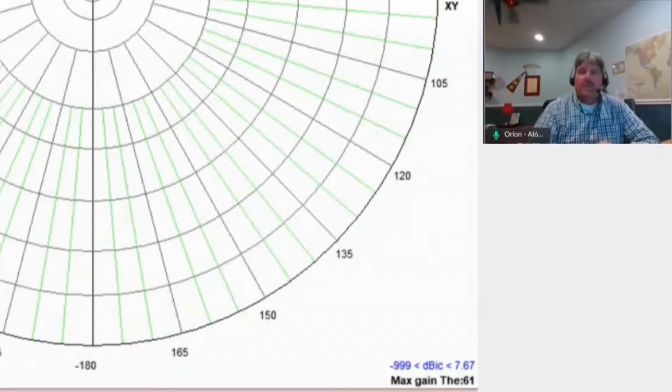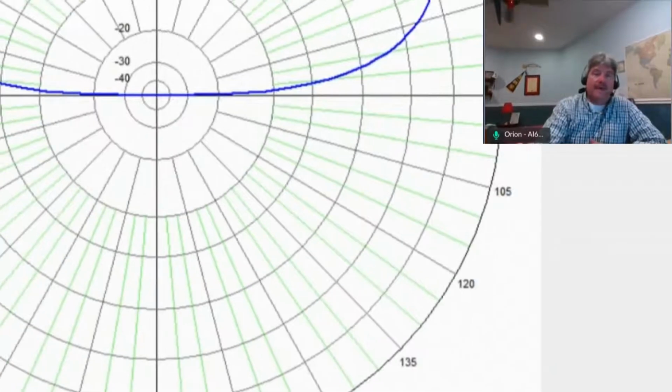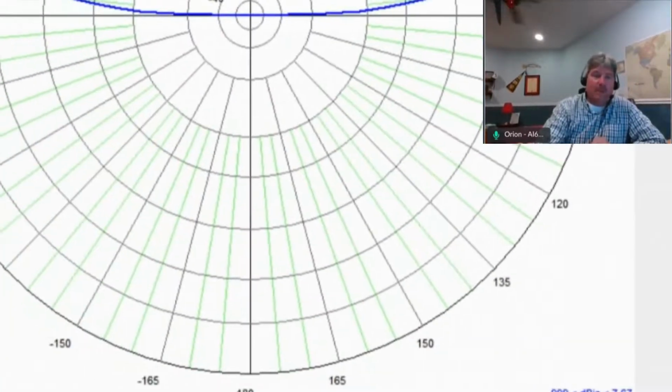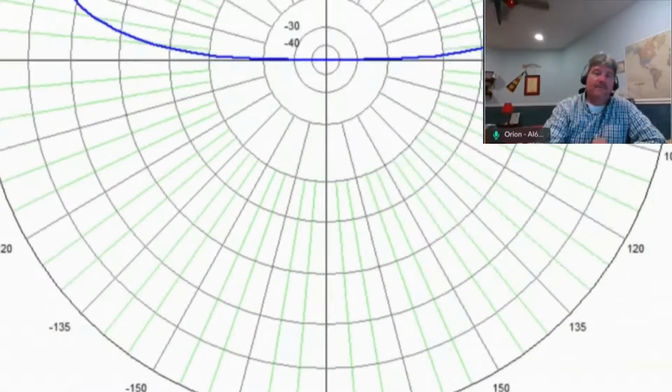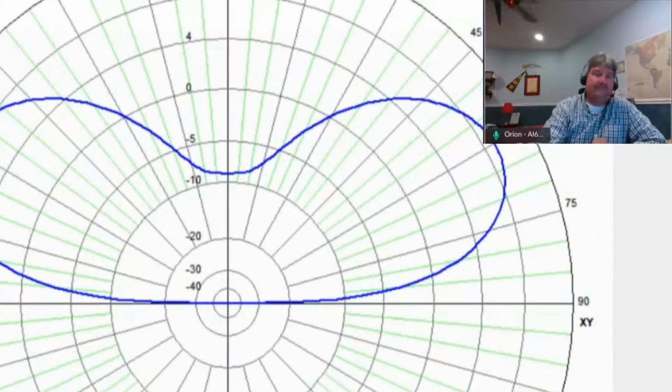But we can make it practical by saying roughly, if you take this 7.67 and you subtract 2.1 dB from it, roughly about 5.5 dB over a dipole is what the gain will be on this antenna. And that's just, like I said, again, an approximation. And also down here, this shows you the file name of the antenna that I have.